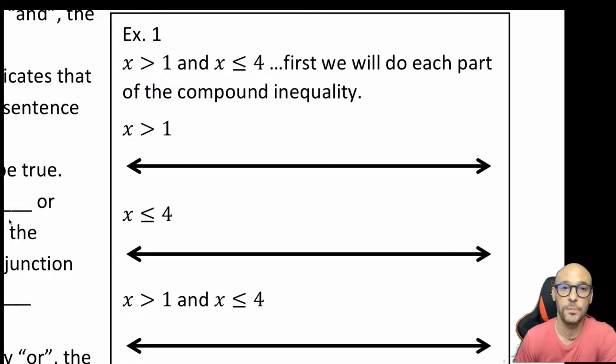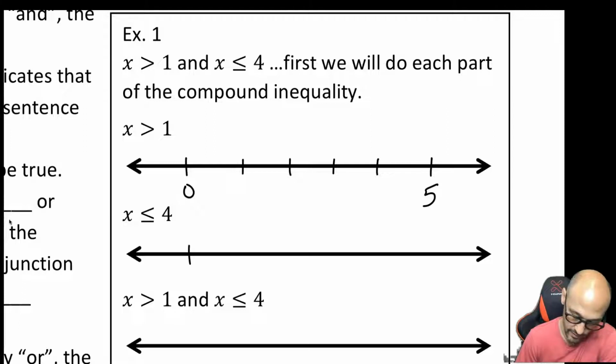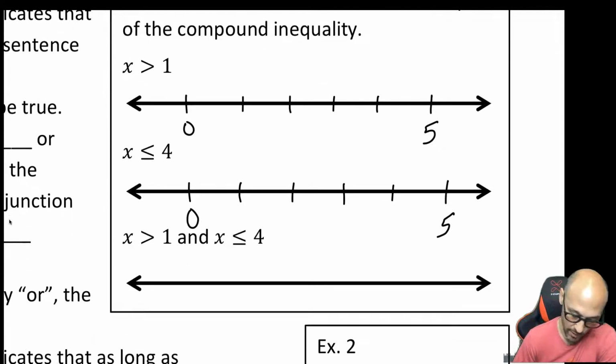First, we're going to do each part of the compound inequality, and then we'll put them together. So let's set up 0 right there. There's 5. These should be about the same.